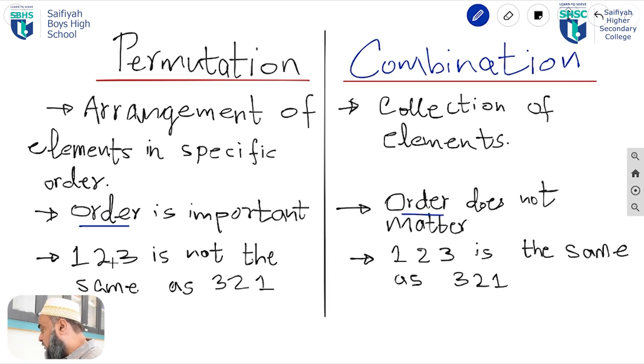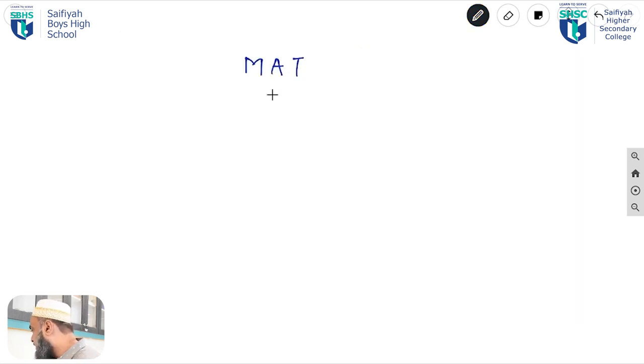For example, 1, 2, 3 is not the same as 3, 2, 1 in permutation, but in combination 1, 2, 3 is the same as 3, 2, 1. So the number of permutations is always greater than the number of combinations, as the order is very important in permutation. Okay, so let's arrange the letters in the word MAT, M-A-T.